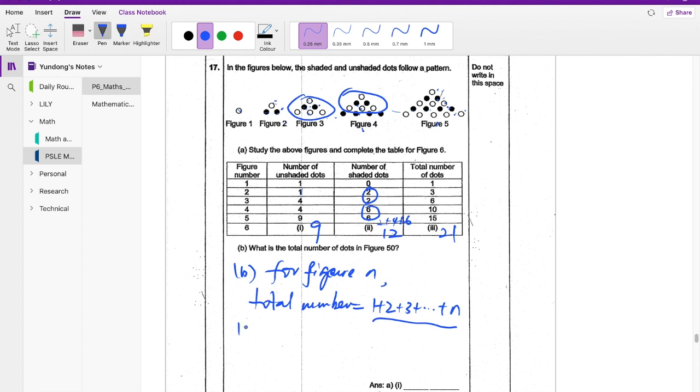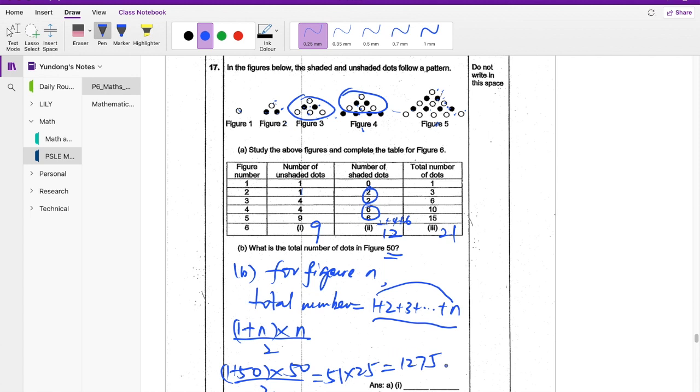We see that 1 plus n, and 2 plus n minus 1, which is also 1 plus n. So this one is the first one plus the last one, times the total count, from 1 to n that is n numbers, then divide by 2. This is how to calculate it. So for figure 50, we calculate 1 plus 50 times 50 divided by 2. The answer is 51 times 25, which equals 1275. So this is the answer.